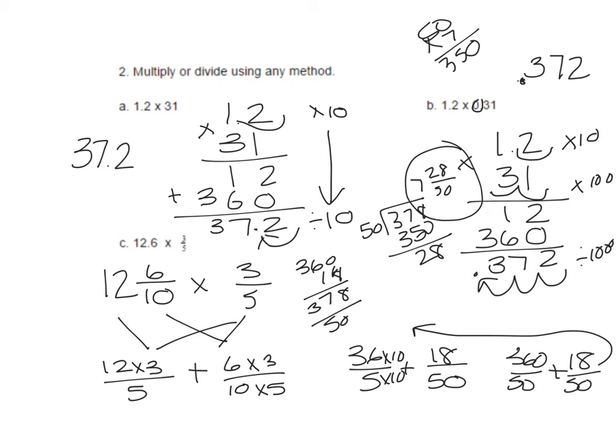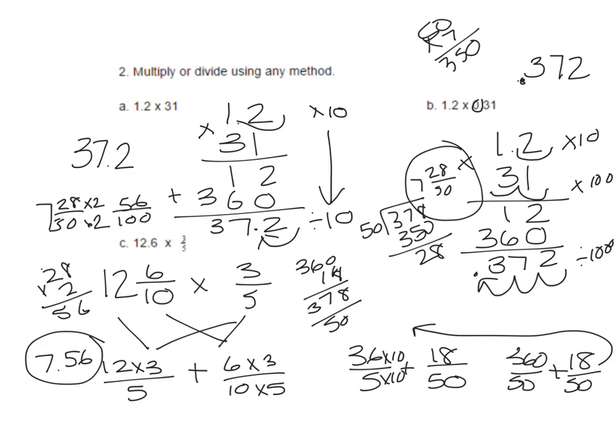For those of you that did this as decimals, all I have to do is change 50 to 100. And I know in order to change 50 to 100, I have to multiply it by 2. And 28 times 2 is going to be my numerator, which is 56. So 7 56/100, 7.56. So anything that's equivalent to 7 56/100 or 7 28 over 50 is correct.